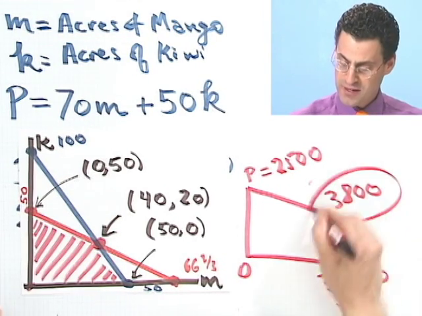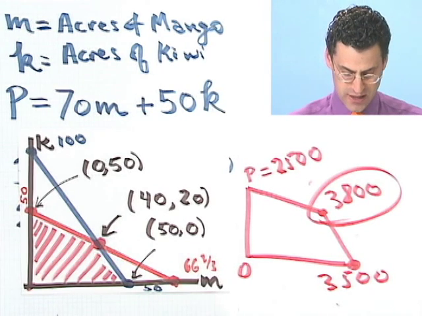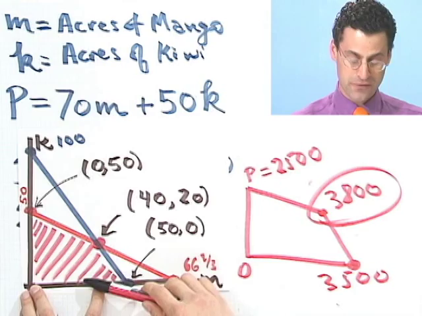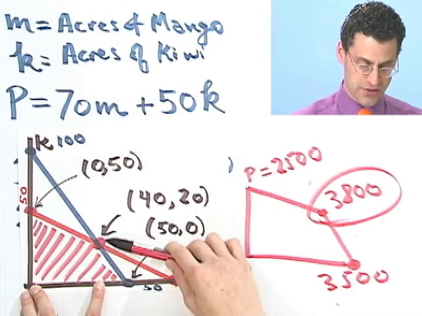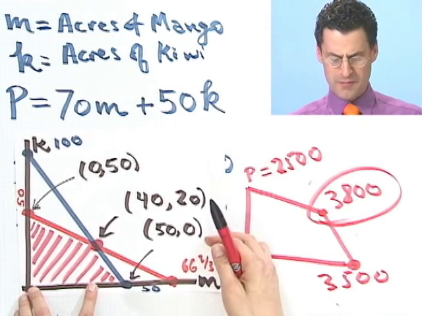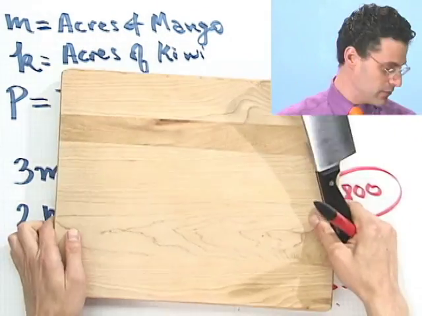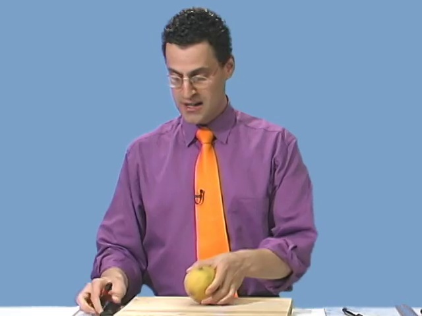So where's the maximum? It's going to be right here, which means I should have 40 acres of mangoes and 20 acres of kiwi, which sort of makes a little bit of sense because, of course, mangoes are actually a lot bigger than kiwis, so you might want to have more of them, you need more space. And mangoes, by the way, are delicious.